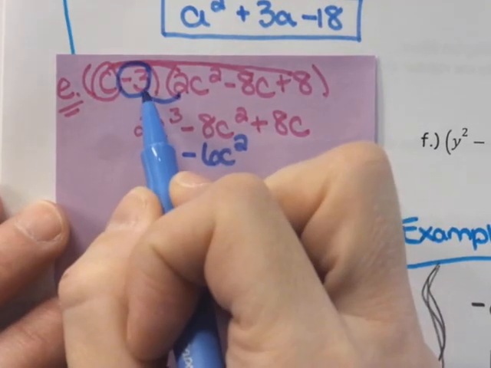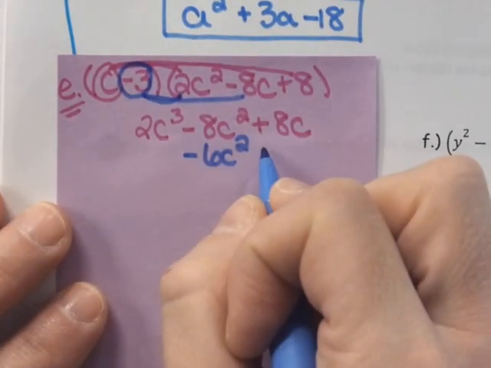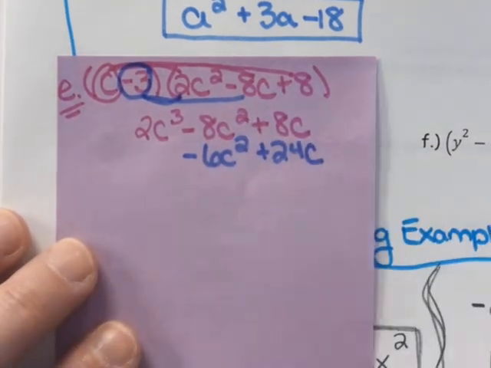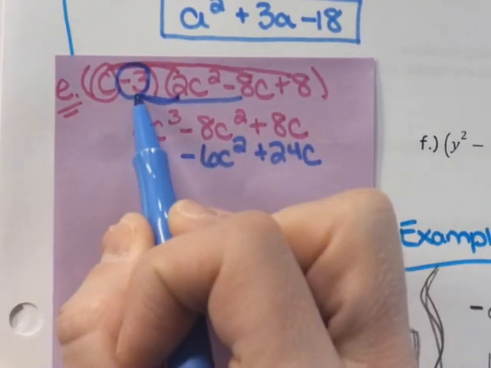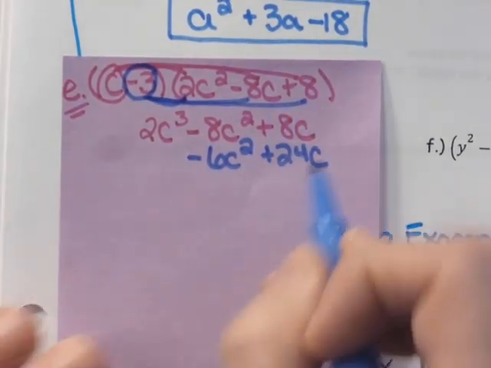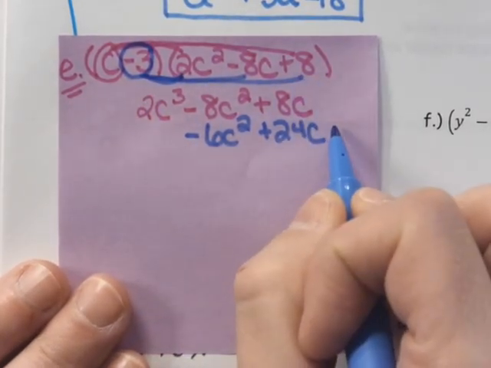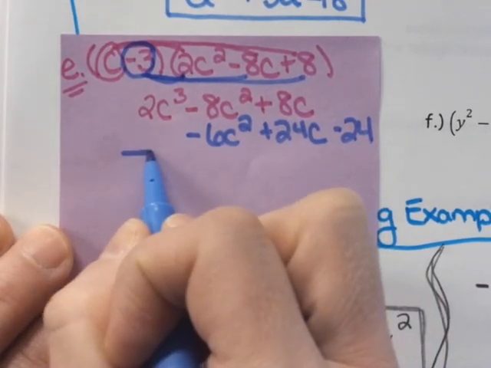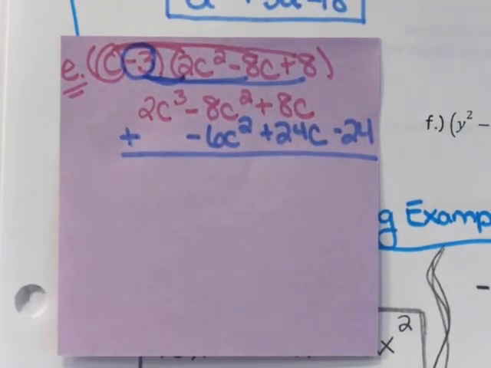All right, -3 times -8 is what? 24. And then we just have a C. And again, I'm going to line that up. And then -3 times the 8, that should have been a 4, but whatever. -3 times 8, what is that? -24. Okay. And then I'm going to draw a line under this, and I'm going to add up my like terms.